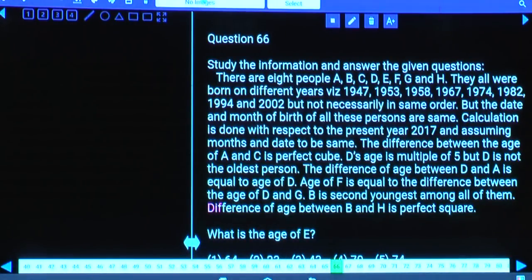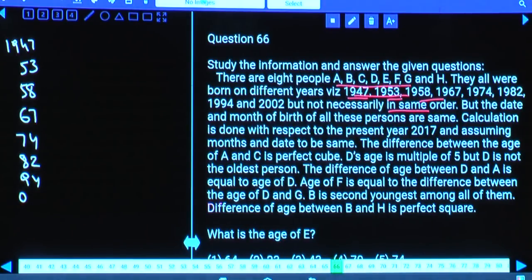Now, there are 8 people, A, B, C, D, E, F, G and H. They were all born in different years, 47, 53, 58 and so on, but not necessarily in the same order. Hence first let us write down the years: 1947, 53, 58, 67, 74, 82, 94 and 2002. All these were given in ascending order. If they were not given in ascending order, then you should write them down in ascending order.